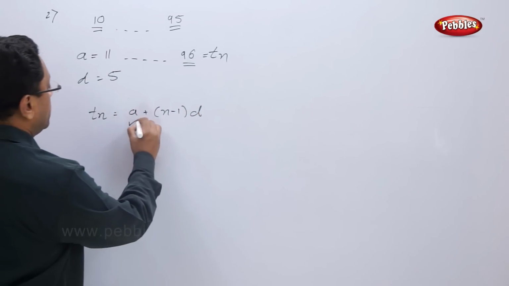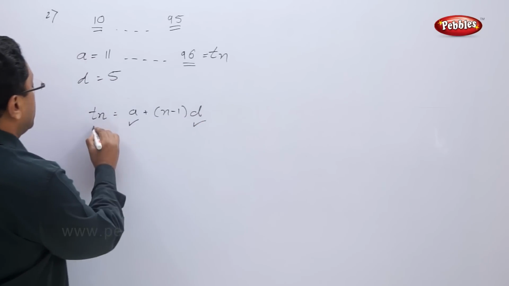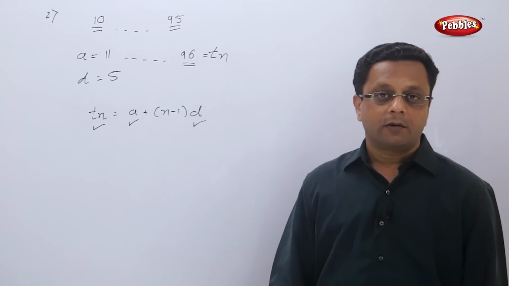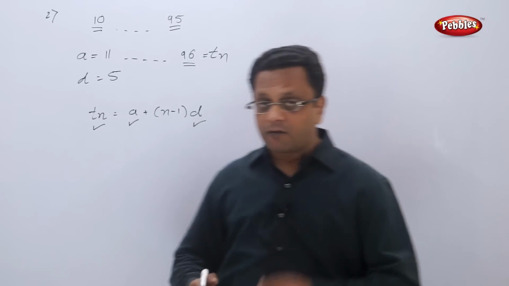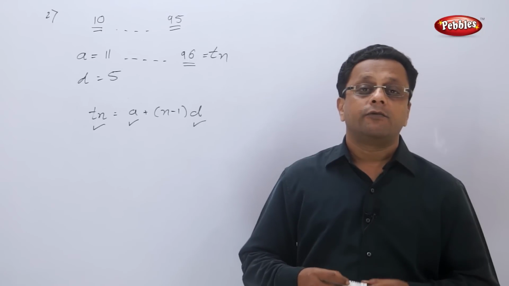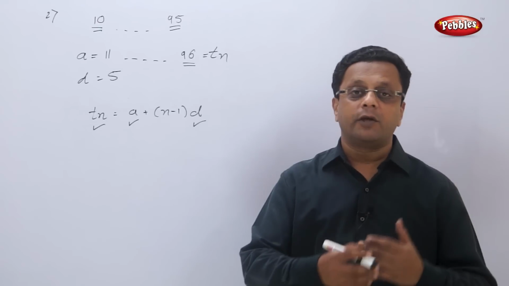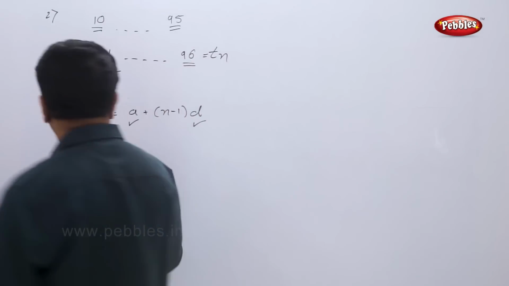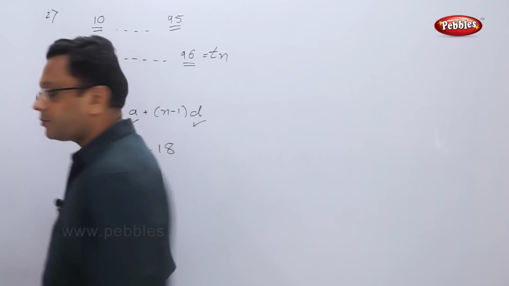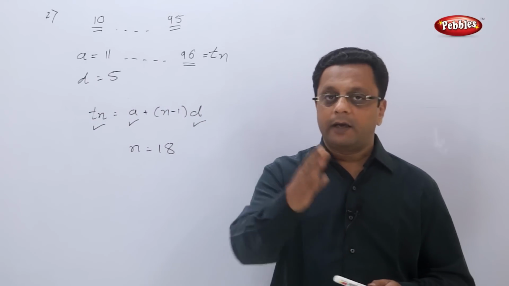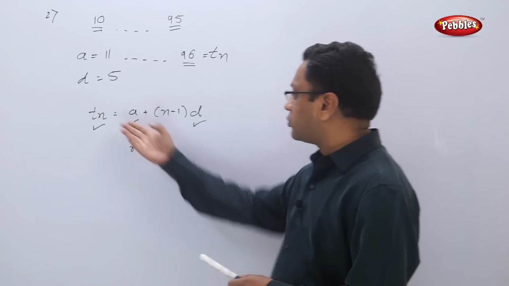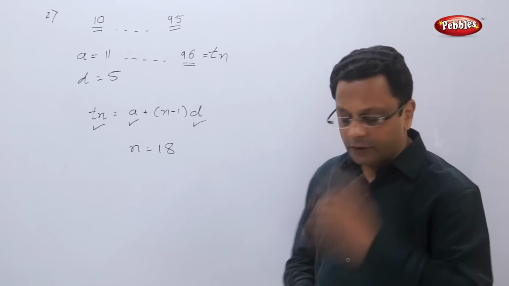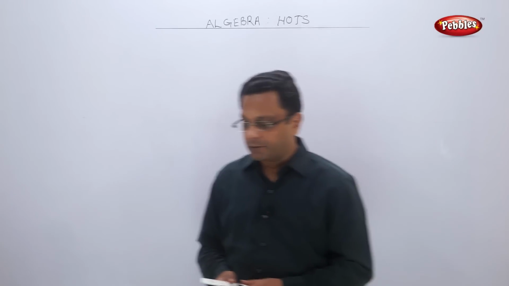Now as you see, I know A, I know D, I know Tn. Easily I can find out n. So this n is the number of terms which can be divided by 5 and will give you the remainder 1. I am leaving this to you. The answer for this, n is equal to 18. Just pause your video and solve this sum. I am not going to solve this simple step for you, right? Solve it. Let us solve the third example.